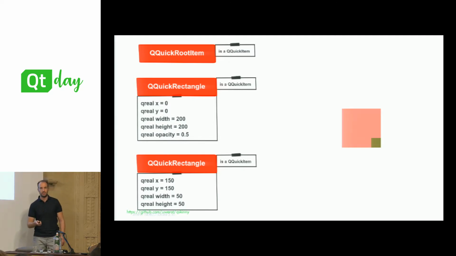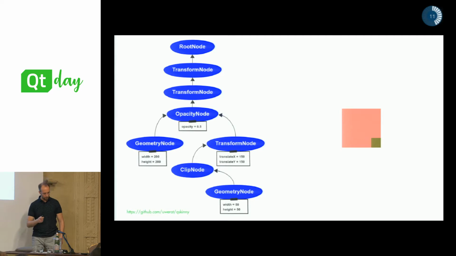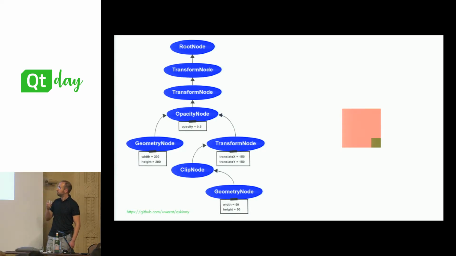Now, more interesting is how does the scene graph look? That's a bit more complicated. I'll give you time to digest this first before I start talking. So yeah, again, we have the root node, which is part of the root item, and also this transform node, I guess. So the first two, let's just accept that they are there.